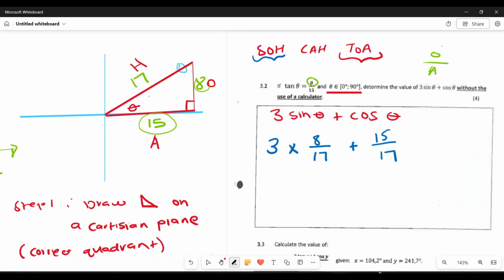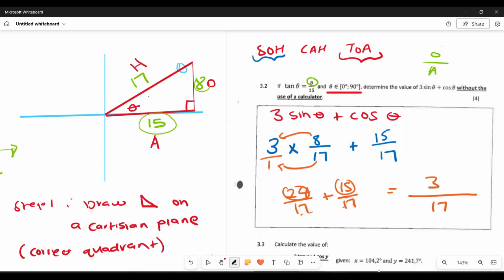Now, as a result, I need to simplify this. And doing so, here I'm going to multiply numerator by numerator, denominator by denominator. This is the same as divided by 1. So 8 multiplied by 3, this is the same as 24. So 24 over 17 plus 15 over 17. Now, as you can see here, my denominator is the same, so I'm going to retain it, and I'm going to add my numerators, right? So I'm going to add 24 and 15, and my final answer should be equal to 39 over 17. Now, make sure you do not simplify this, because they said you must try to solve this without the use of a calculator. So this would be your final answer.